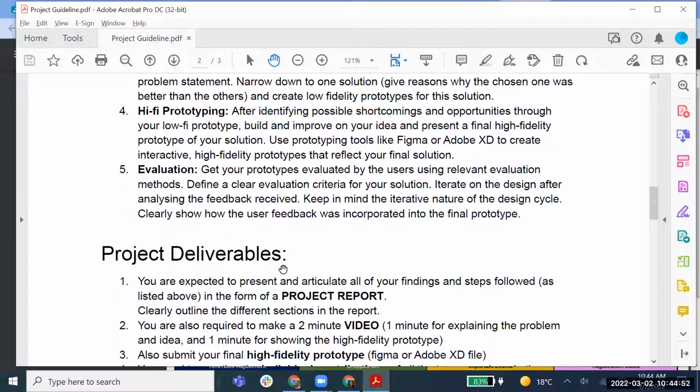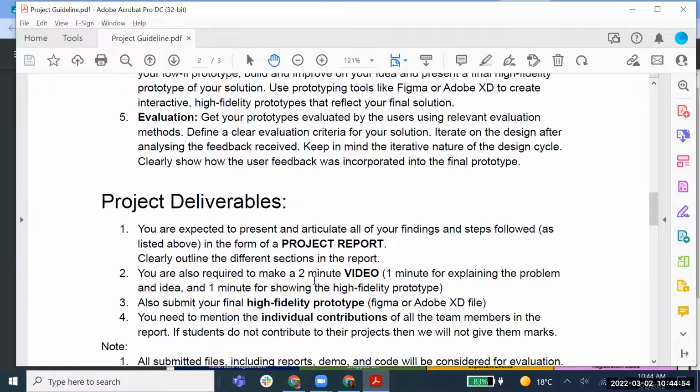So for example, the video we are only expecting in the last submission. The high fidelity and low fidelity prototypes that you'll be building, we are expecting you to submit in the second submission, and in fact the third as well, because by the time you complete the third, you may improve on that, right? So you can submit the updated one as well.